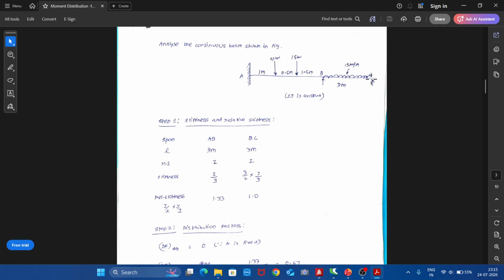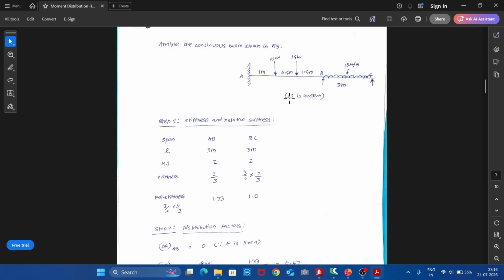In case of span BC, support B is continuous whereas C is freely supported. Whenever you have a freely supported end, a hinged end, or a roller support at the end, then 3/4 of the stiffness will be there. With regard to AB, A is fixed and B is continuous, so you will have full stiffness, 100% stiffness. And when you have one freely supported end like this, we will have only 75% of the stiffness.